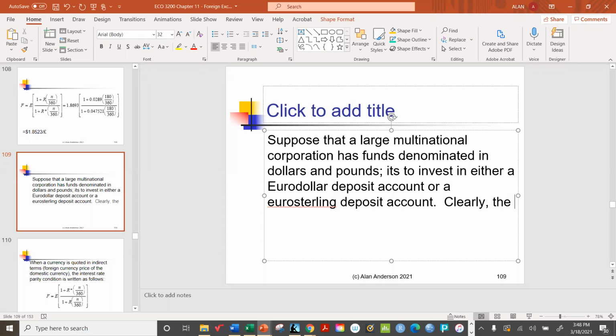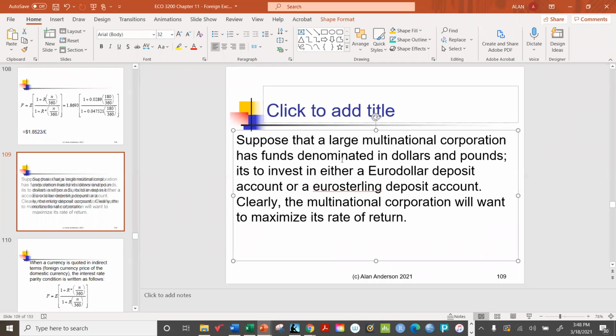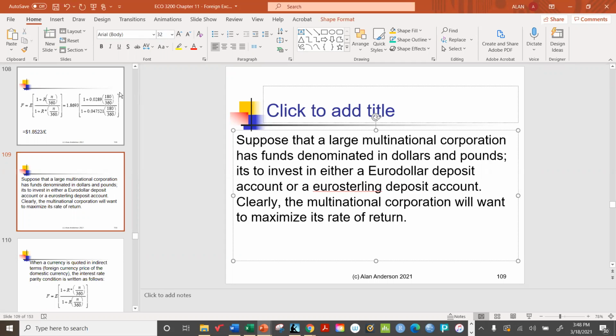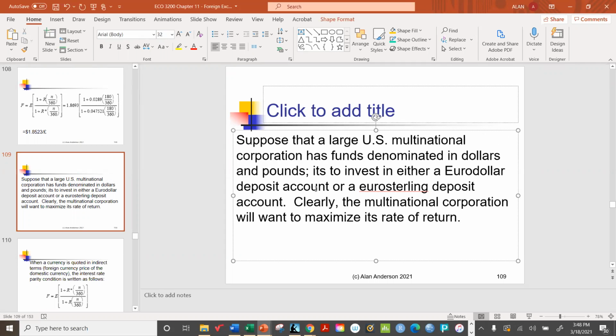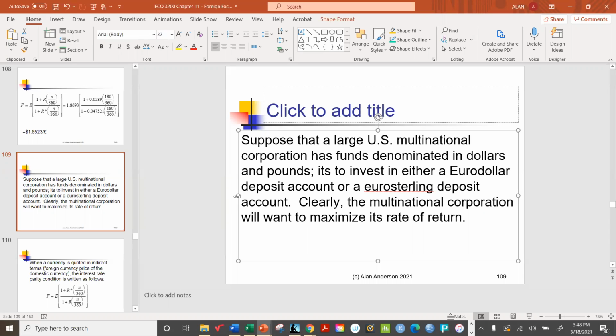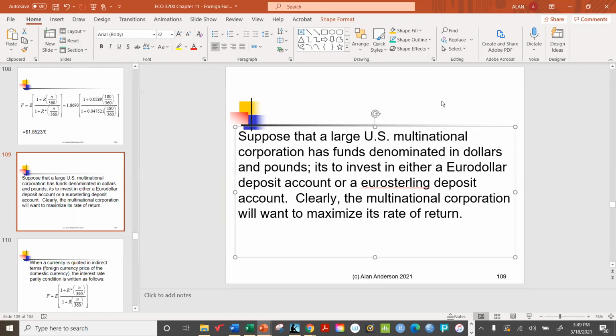Clearly, the multinational corporation will want to maximize its rate of return. Now, there's one complication here that we have to think about. By the way, let's assume that this is a large U.S. multinational. They do business in a lot of countries. It's an enormous company. Let's say it's General Motors. They have branches all over the place. They have manufacturing going on in the United States and in England. They sell to customers all around the world. And they have revenues and expenses that are both denominated in dollars and pounds. But they have some money that they don't need just yet. They want to invest it somewhere just to get a little interest. And they have to make a decision. Should we keep our funds in euro sterling or euro dollars? Which one will give us the highest rate of return?